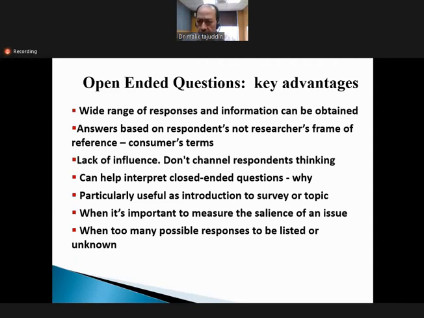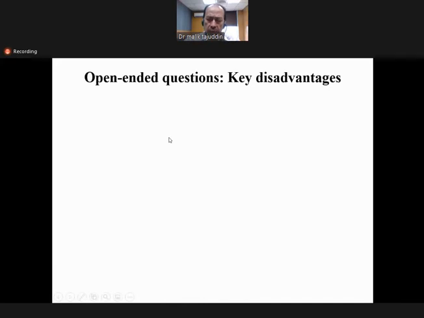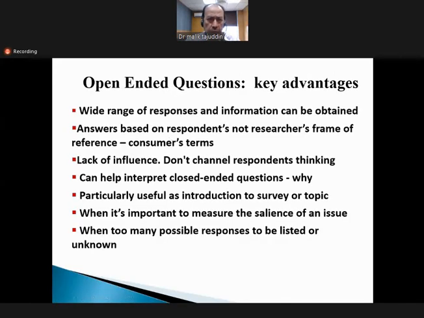Then the respondent has to choose between these 5 responses. Maybe this respondent was thinking of something outside these 5 responses, but we have channelized him or limited him to give an answer amongst these responses only. So this is the open and closed-ended type of question. In the open-ended type, there is a lack of influence; we don't channelize the respondent's thinking. And these open-ended questions can help to interpret closed-ended questions. Now I asked a question, which of the diseases are more common in your society, and many people answered differently, and then I took out from this research.